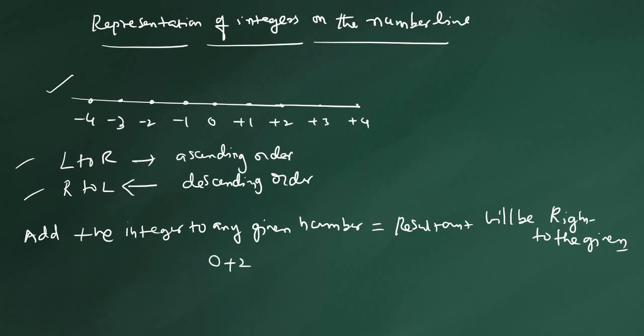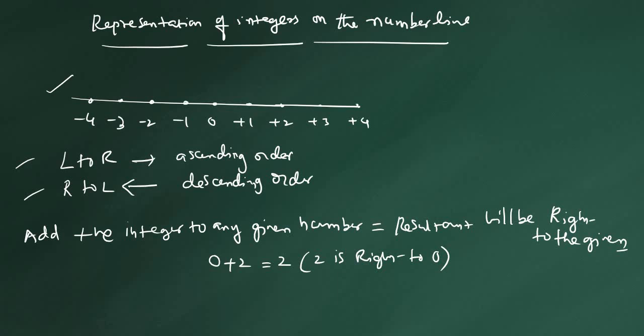0 plus 2, if you take 0 plus 2. Plus 2 is a positive integer we added. We got 2. So what is this 2? 2 is to the right of 0. 2 is in the right hand side of the 0. Like this we can tell about that point.